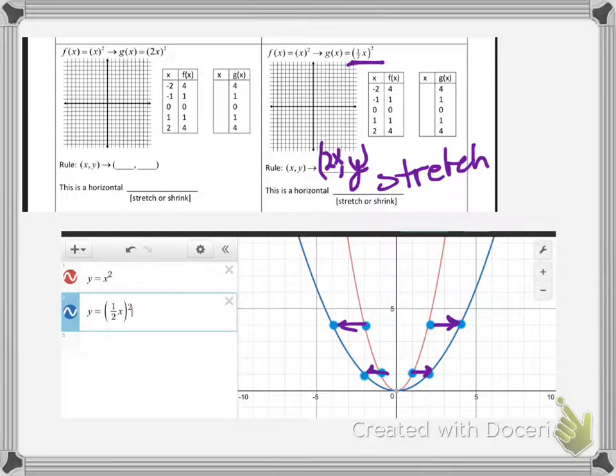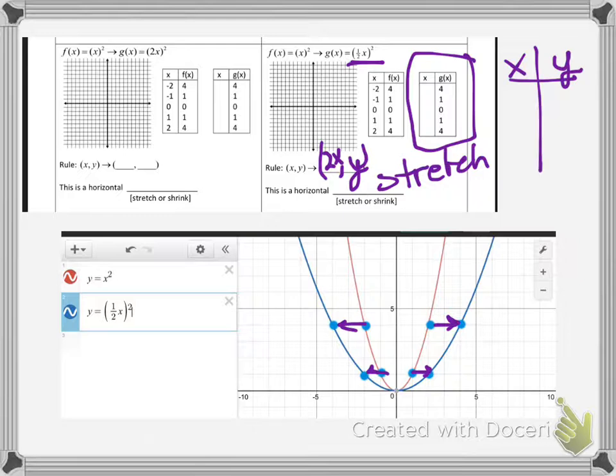And if we look at our table here, we're going to have x, y, and for the same y values, now instead of being at negative and positive 2, we're going to be at negative 1, positive 1. Instead of being at negative 1 and positive 1, we're going to be at negative 0.5 and positive 0.5. 0, of course, doesn't change.